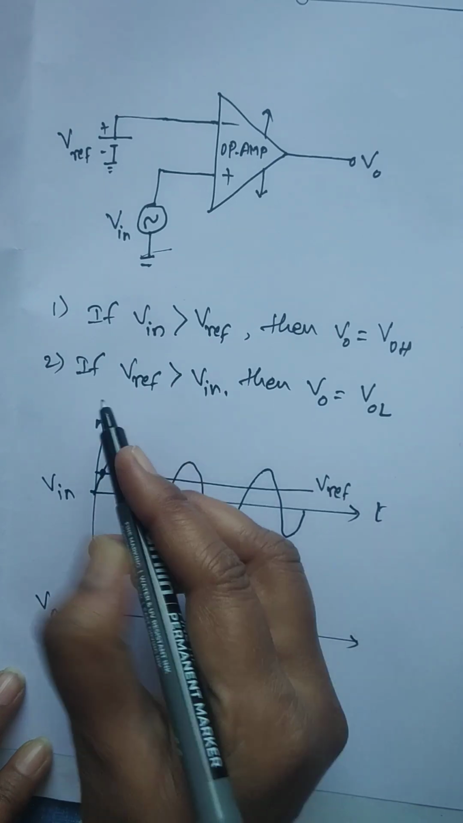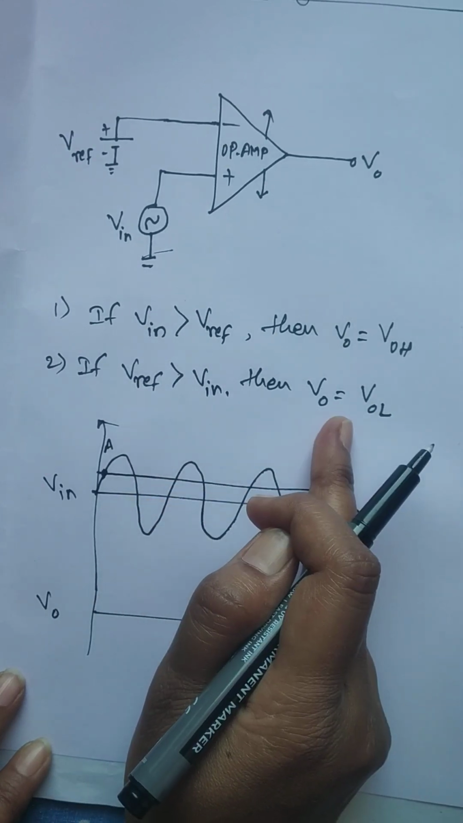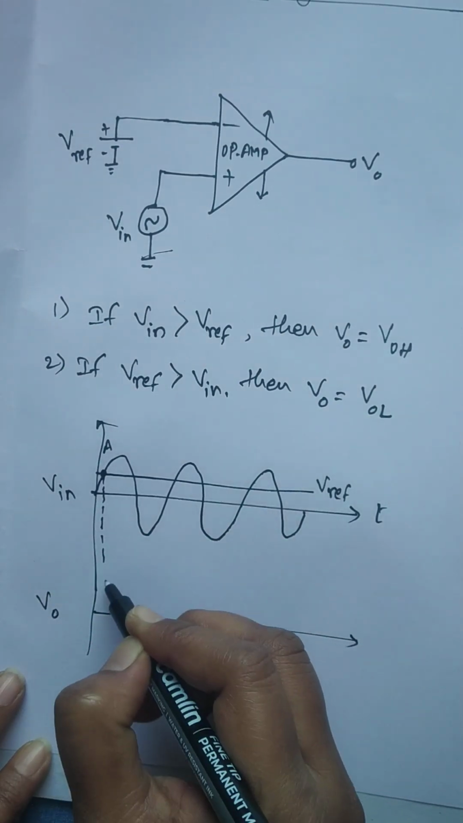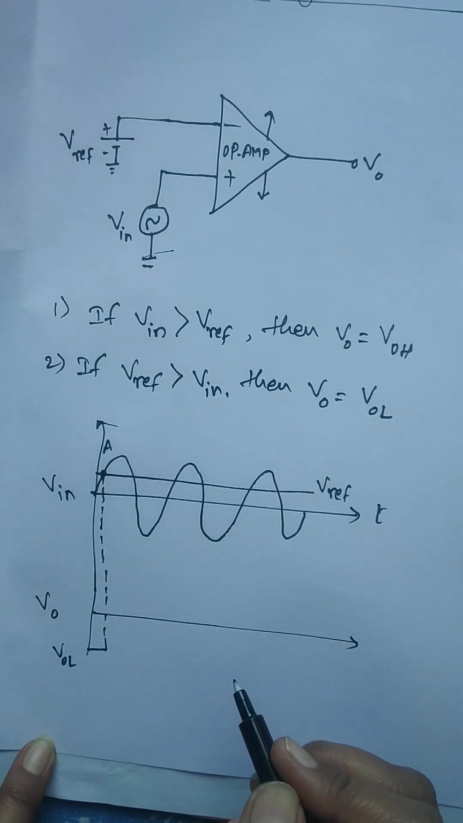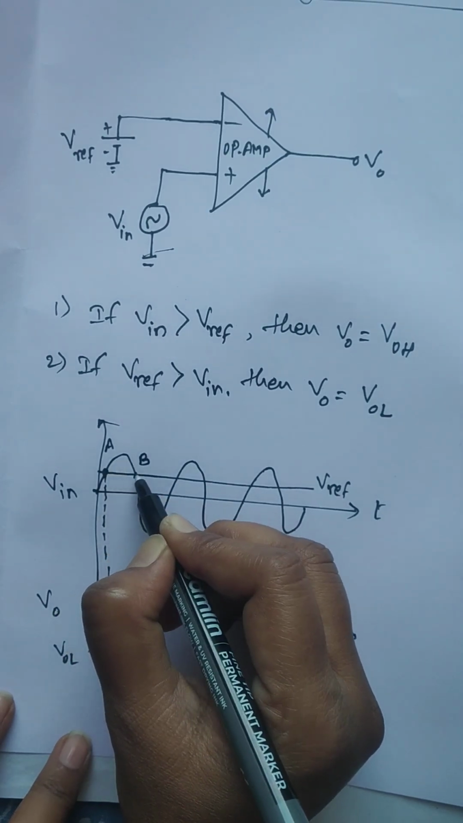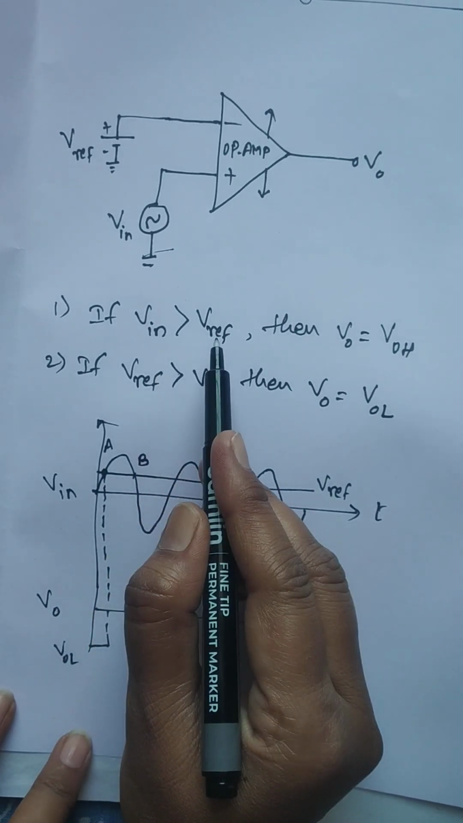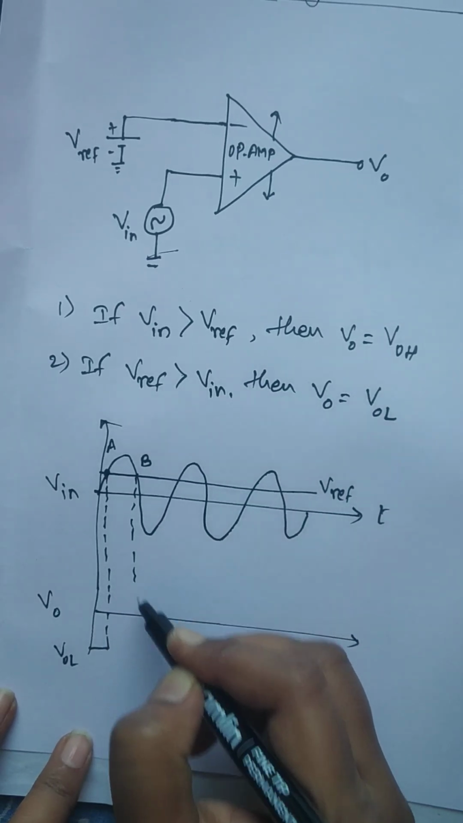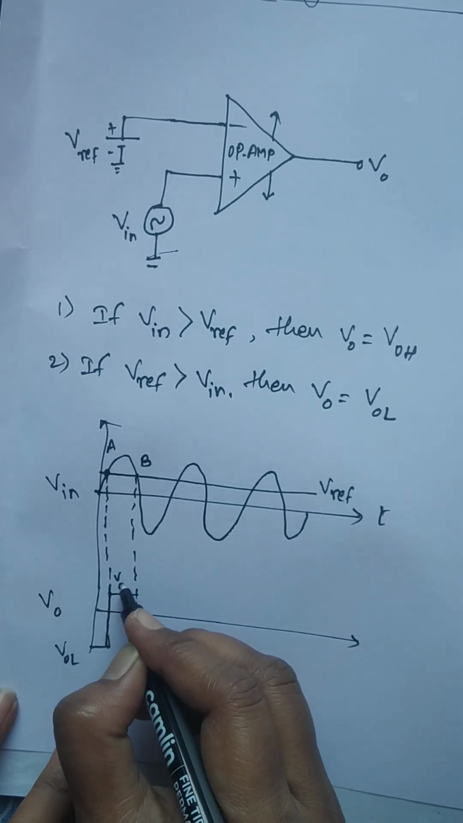So from 0 up to point A, V reference is greater than V in, which means V output will be equal to low output voltage. So let us draw the reference lines. So V output will be VOL, low output voltage. Now up to this point B, again what happens? V in is greater than V reference. So the first point is true, V in is greater than V reference. At that time V output is equal to high output voltage. So we can draw in this way.